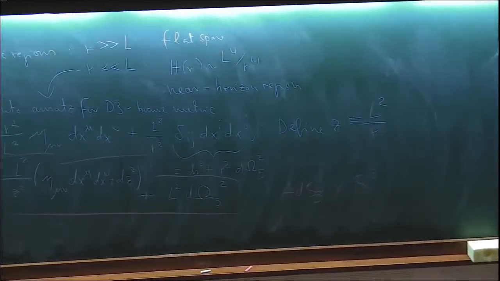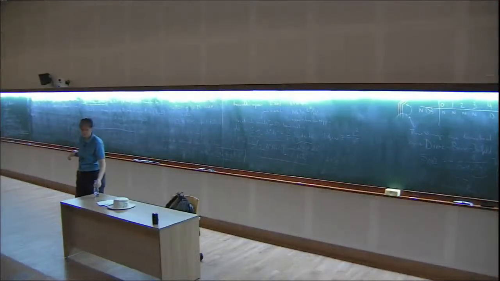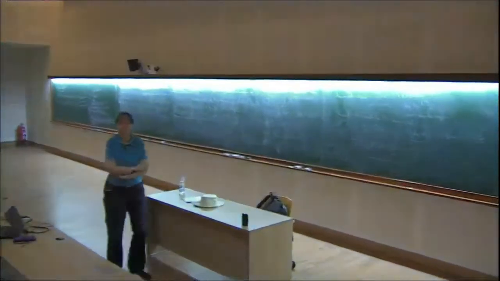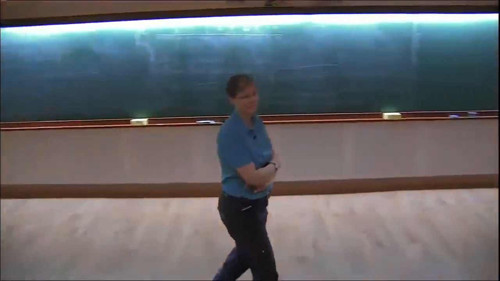Yeah, I had one. Excuse me, over here. So this is a metric of AdS in the Poincaré patch, which only partially covers AdS. So why don't we get the whole metric of AdS?